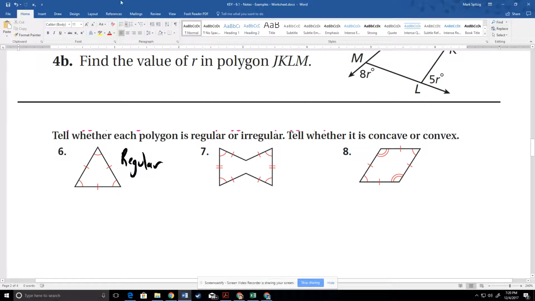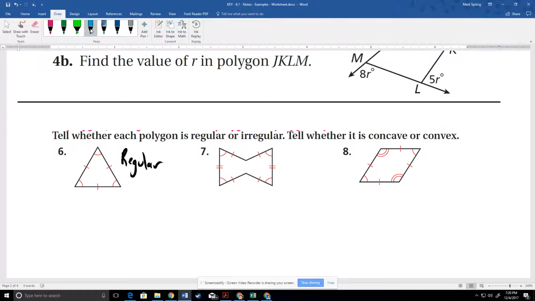I'm going to use a different color. But regardless, it is regular. All right, the next one we have, right away we see two different side lengths, and they don't account for these angles, and there are reflex angles in the middle. But either way, we know that this is irregular.